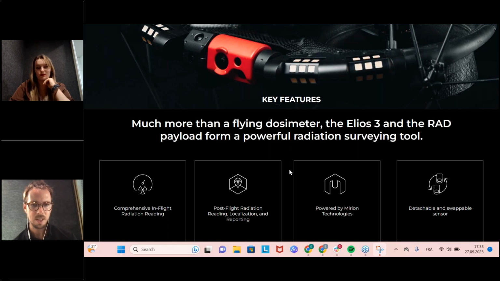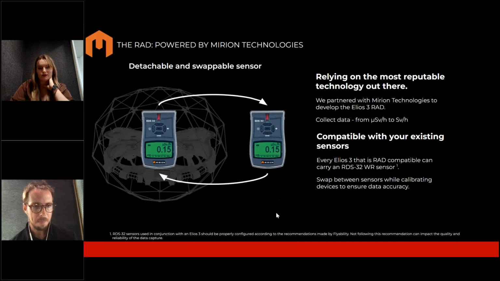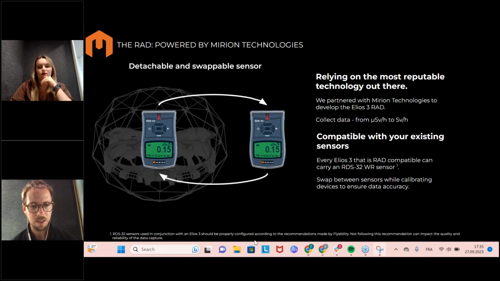So if you go to the next slide, basically we are basing our product on the RDS-32, which is top in class in terms of radiation sensing and used quite a lot in the industry. We can also deliver a wide range of measurements, from microsieverts up to 10 sieverts per hour, so that you can cover a lot of use cases with a single device.